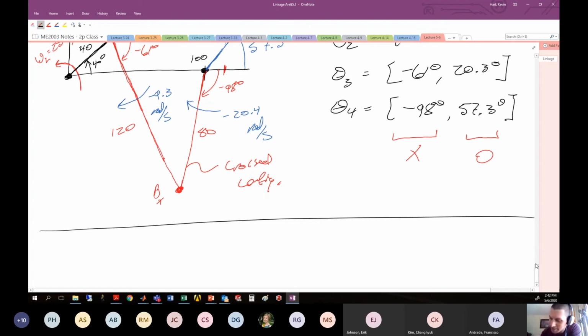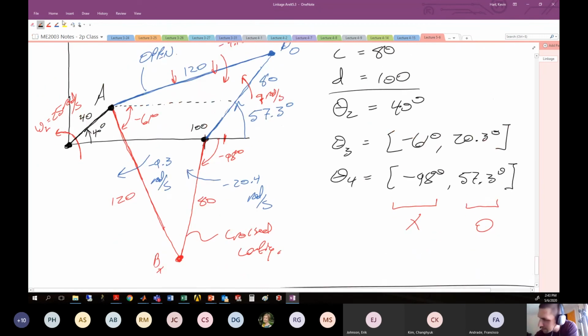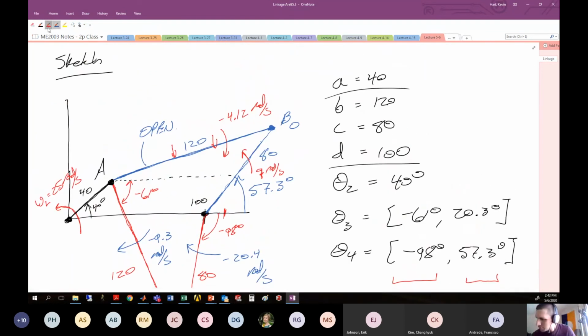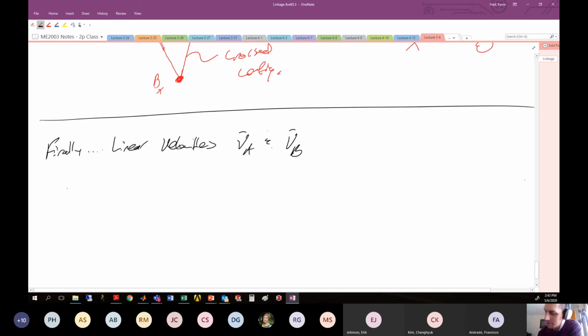Okay, we're not quite done. We still need our velocity analysis: the velocity of A and the velocity of B. We've still got these pins, the velocity of A, what's going on with the velocity of B in the crossed configuration, and the velocity of that point in the open configuration. It's pretty easy to see that the velocity of A in both configurations is the same.